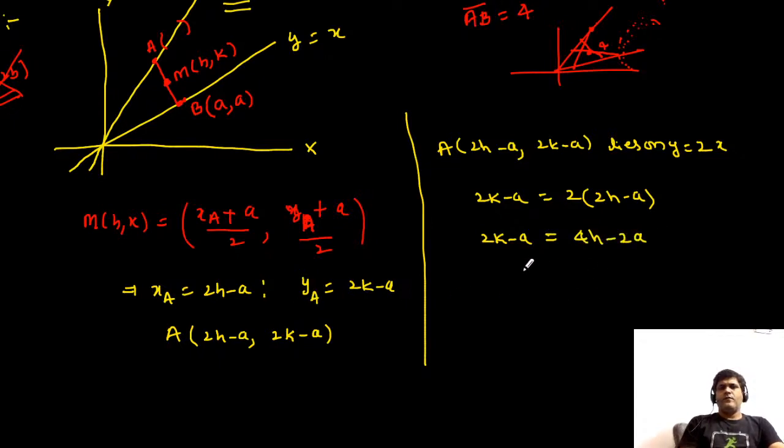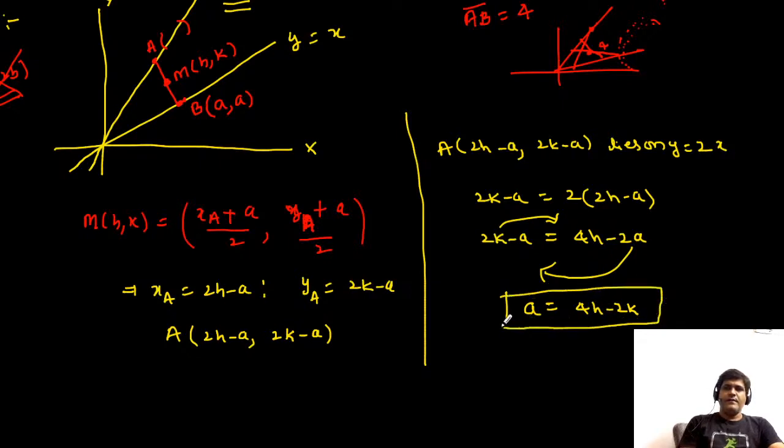So from here you take this 2a to this side and 2k to this side. Then what you get? Minus a plus 2a, that is a equals 4h minus 2k. So we have written the parameter a in terms of h comma k. Now what is the one more condition? Here we used the geometrical condition, the midpoint formula.